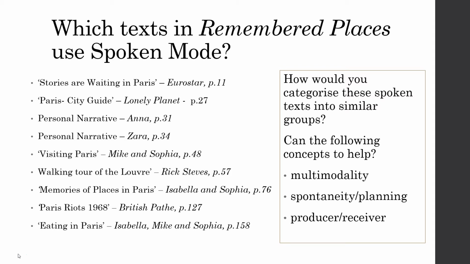In order to help you put these 9 into different categories, I'd like you to think about aspects such as multimodality, which we discussed earlier. I'd like you to think about ideas about spontaneity and planning, particularly to what extent are these texts pre-planned, and to what extent would they be spontaneous. And you can also think about ideas such as producers and receivers, and whether these are texts that are conversational, if you like, or whether these are texts that are one producer addressing a receiver.